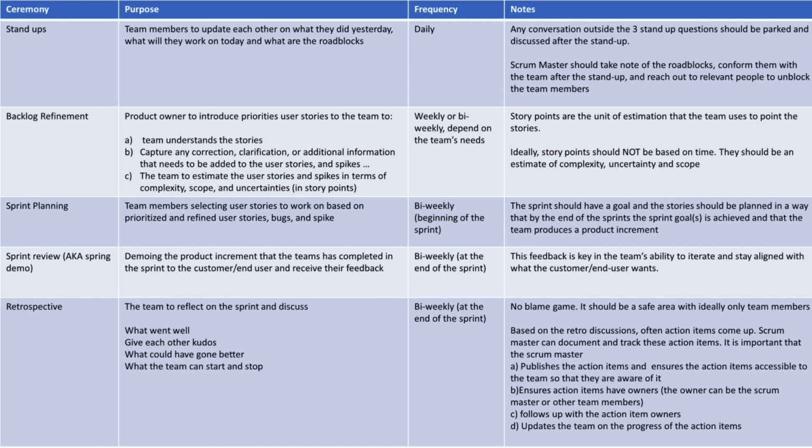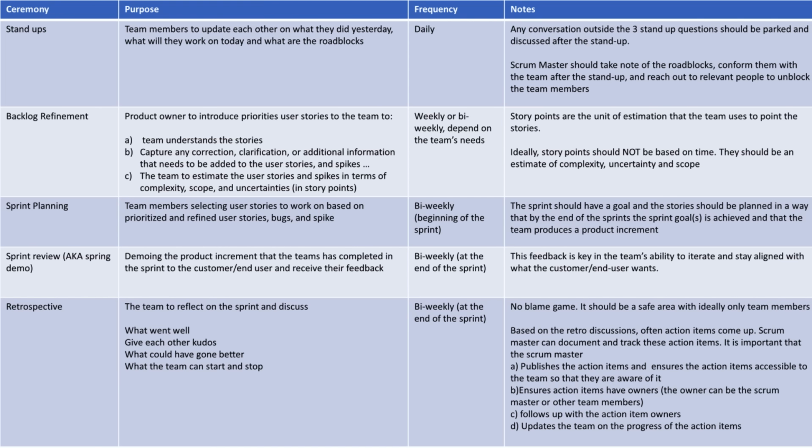Sprint planning happens at the beginning of each sprint. The product owner brings prioritized and refined stories, bugs, and spikes to the sprint planning. Please note that the stories brought to the sprint planning should have been already estimated prior to sprint planning during backlog refinement. Moreover, these stories should have been already prioritized by the product owner in alignment with the product roadmap.